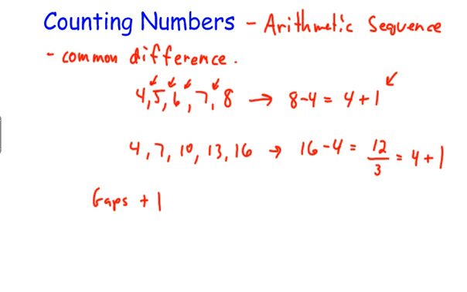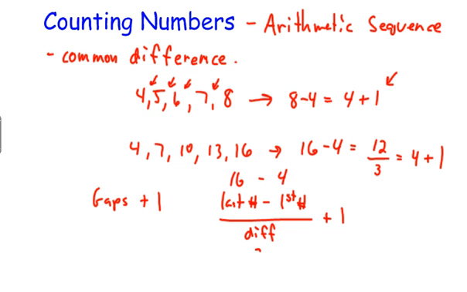So you've got to count the number of gaps, or the number of spaces in between the numbers, and then add 1 to that. The way we do the formula a little bit more mathematically, instead of just using the word gaps, is we say the last number minus the first number, divided by the common difference, plus 1. So here it was 16 minus 4 divided by 3 plus 1, which gave us 5. And so that's how you count numbers in arithmetic sequences. It's all about counting gaps and then always adding 1.